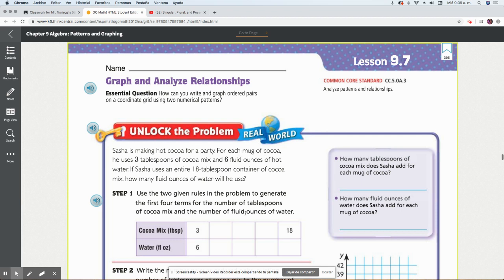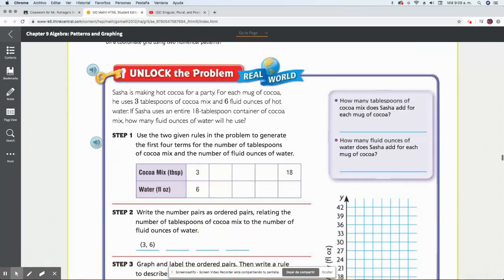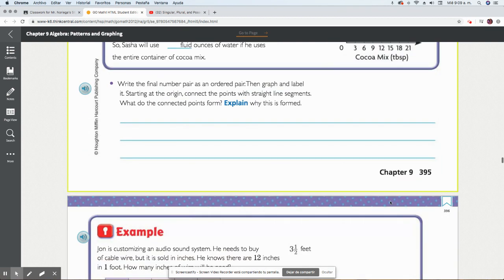Okay, the math lesson for today is going to be lesson 9.7. So I want you to take your Go Math book, please, and open it to page 395. Okay, page 395, lesson 9.7. Okay, here's the page number.